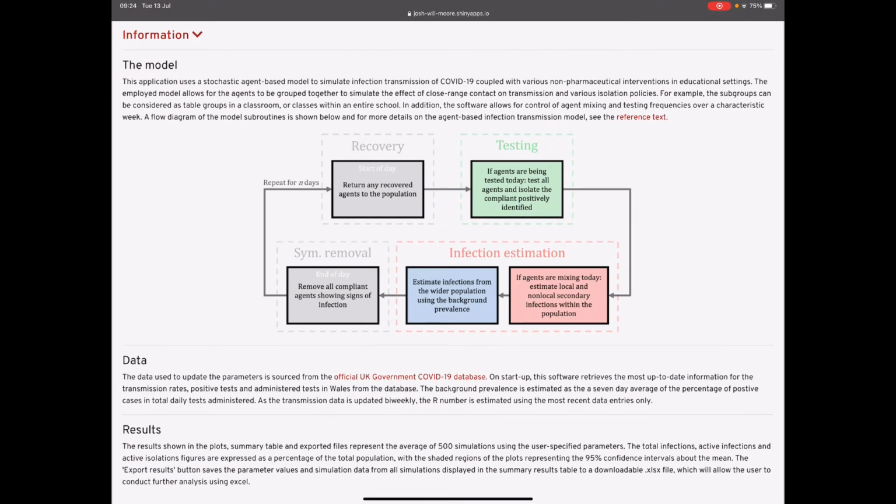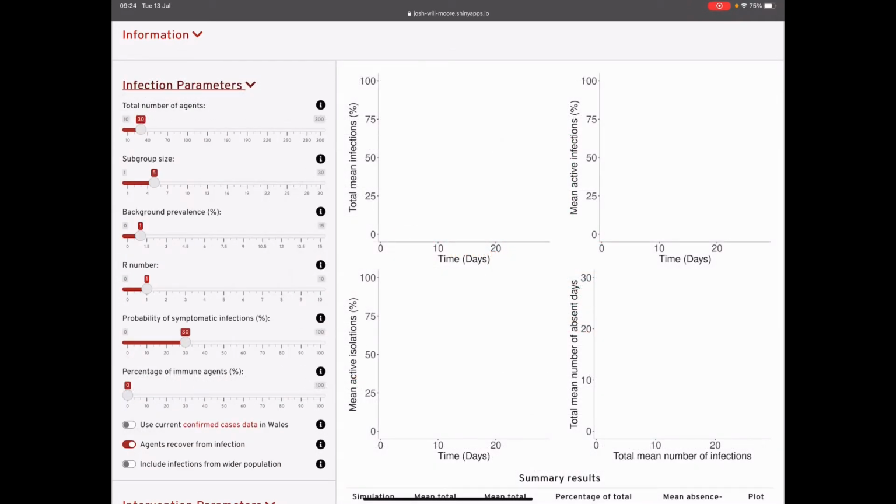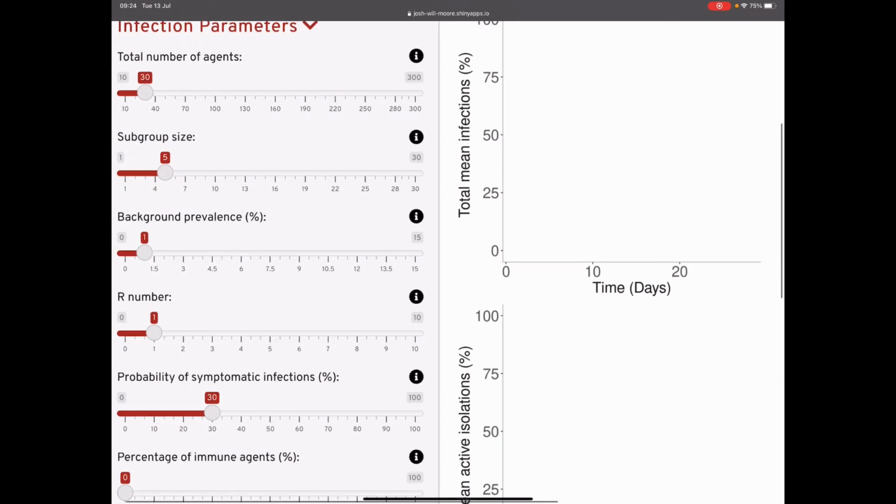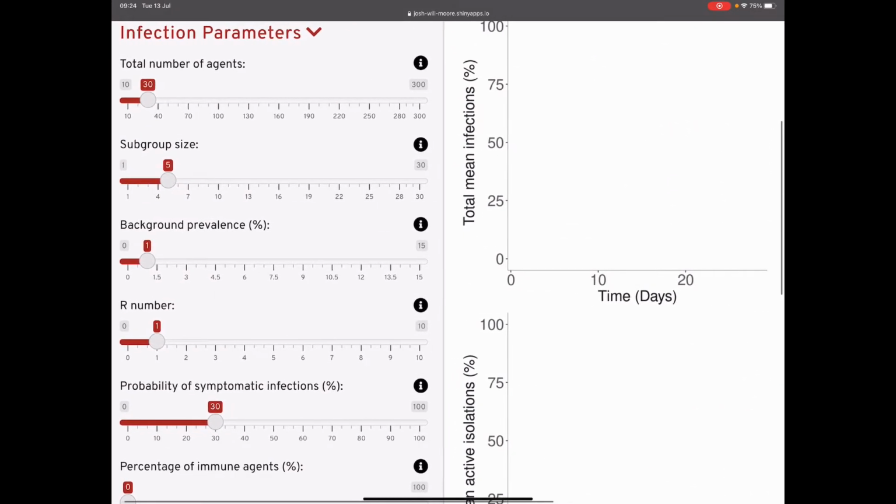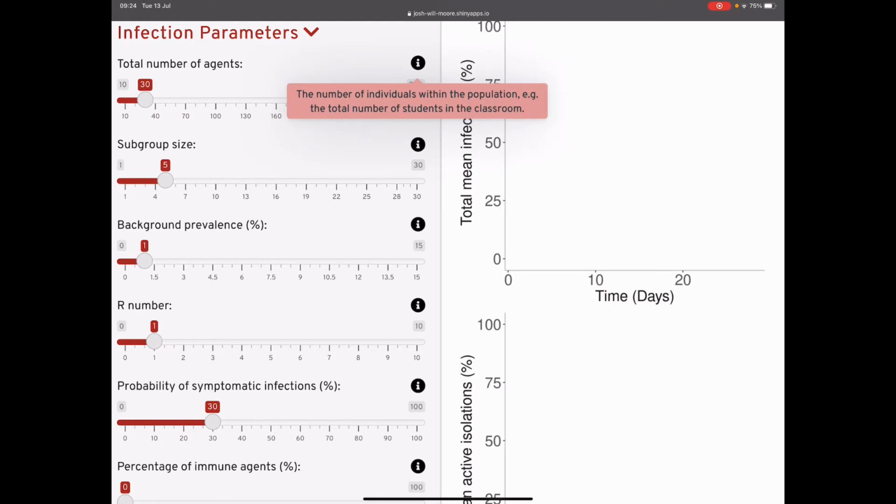So, highly complicated, lots of inputs and outputs, and that's what this video is all about. We will be going through all of the inputs, and I'll also give you an example of what the outputs tell you in terms of the information. The first set of parameters we have are pretty self-explanatory, but if you ever need any help, you can click on the I button at the side, and it will give you a little bit more information of what they do.